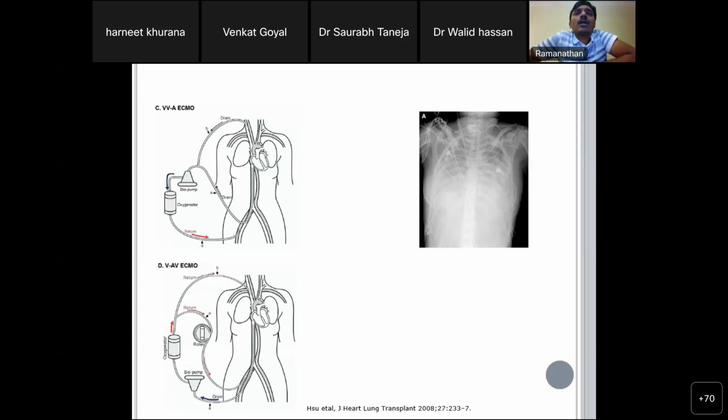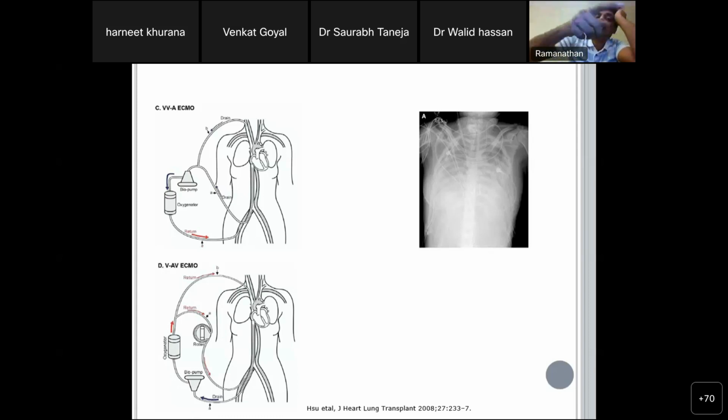Now, soon, as and when the heart recovered, this patient started having harlequin syndrome. So they had to convert this veno-venous arterial ECMO to veno-arterovenous ECMO.